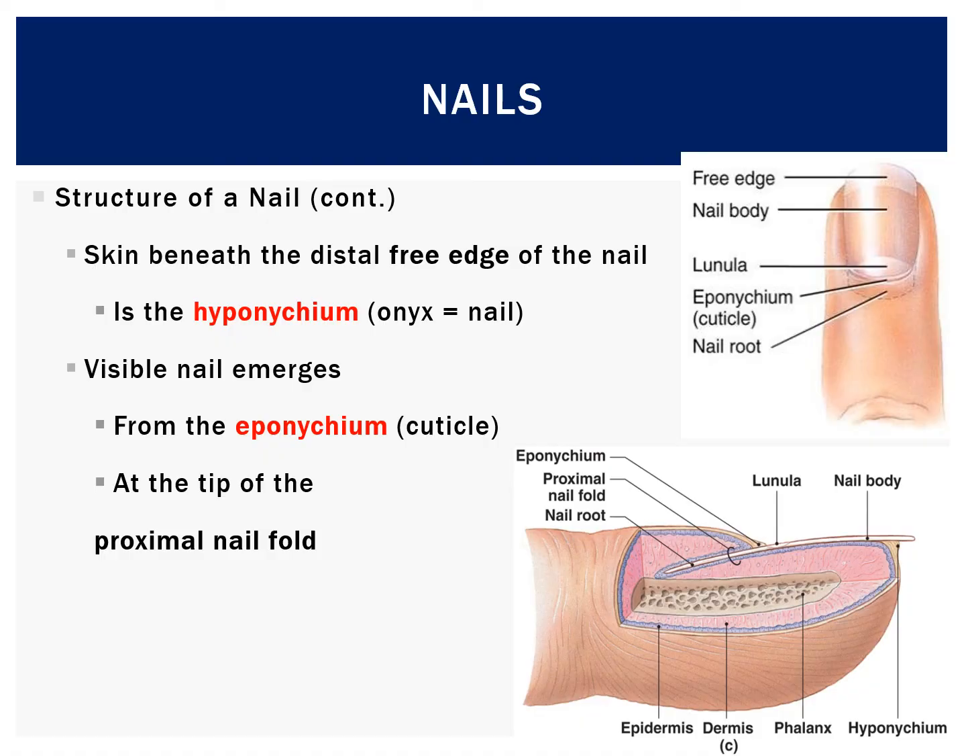So next structure is the hyponychium. Onyx means nails, and hypo is below. So it is located below or under the distal free edge of the nail. While another structure, eponychium, is located at the tip of the proximal nail fold. Remember proximal and distal? The terminology.